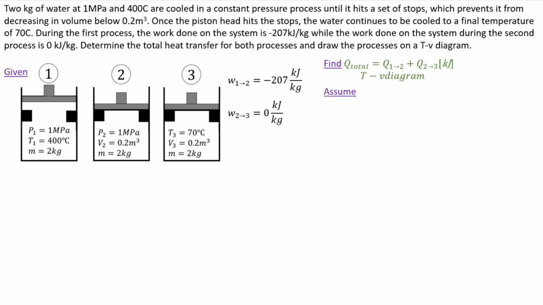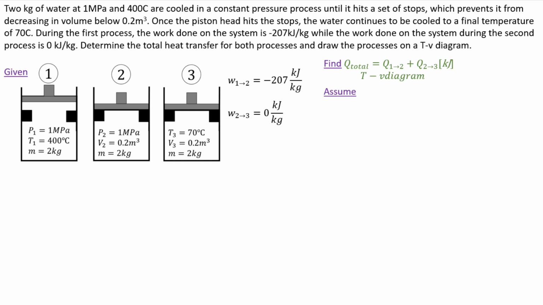All right, so we've got a slightly more complicated looking problem. We've got a piston cylinder with water inside, and from state 1 to 2 we have a constant pressure process. As we cool the water, the piston head is allowed to move down until it hits a set of stops. And right at that instant, at state 2, the pressure hasn't changed. It's still 1 megapascal.